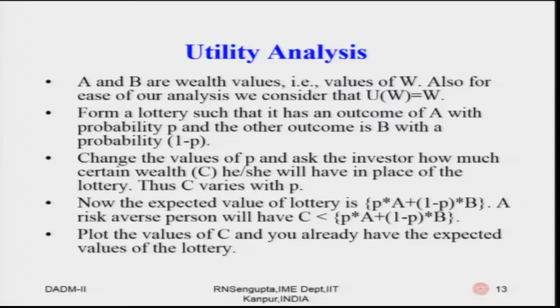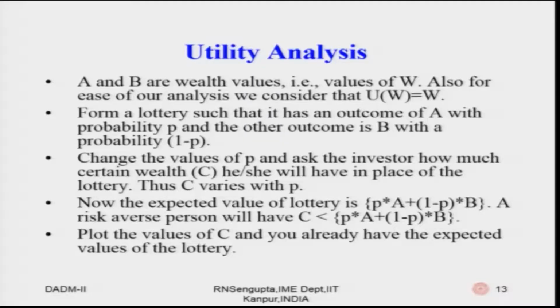A and B are wealth values, some amount of wealth, which is W. Also, for the ease of our analysis, we consider that the utility function U(W) is W, which is linear, which we have already discussed. Form a lottery that has an outcome of A with a probability P and an outcome B with a probability 1 minus P. To make our life simple, I have said that the probabilities P and 1 minus P are half, that is a fair gamble.